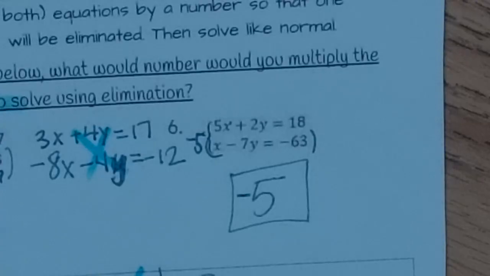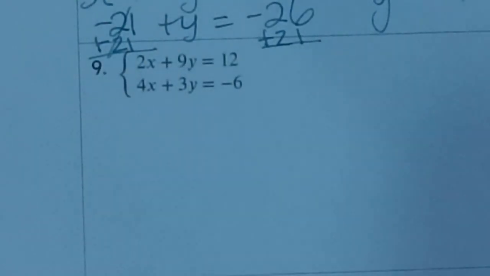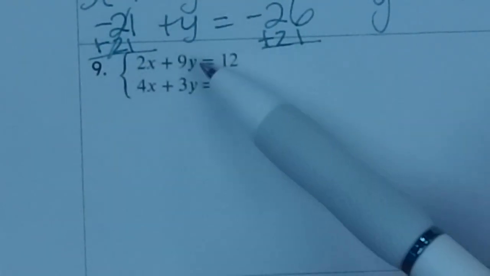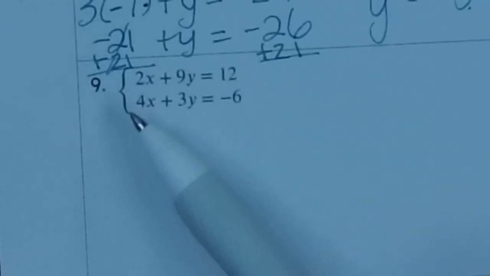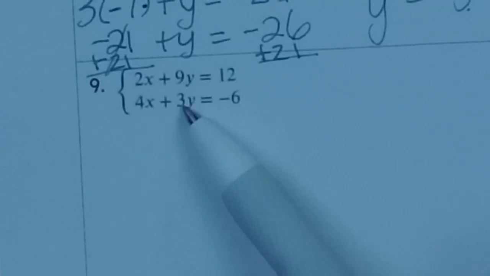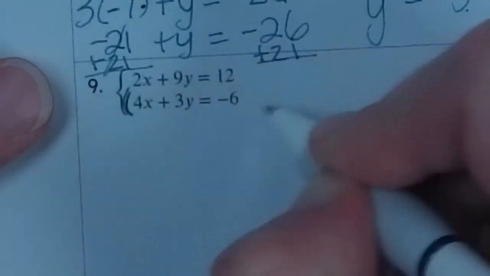Does that make sense? So using that idea is how we're going to solve number 9. Because on number 9, I've got 2x and 4x, and I've got 9y and 3y, but nothing cancels. So I could multiply one of these equations by a number so that something would cancel, okay? So I could do the bottom equation. If I wanted my y's to cancel, I could multiply this 3 by some number so that it would cancel with the 9. What number do you think that would be? I think it would be -3.